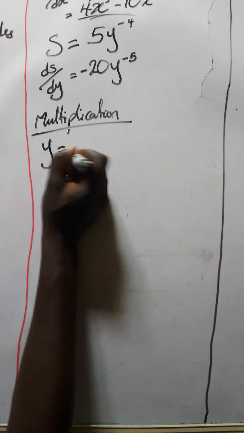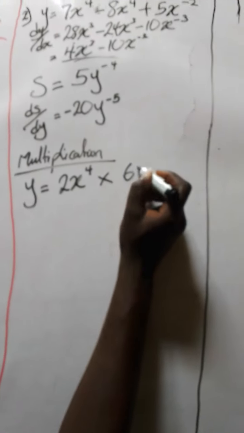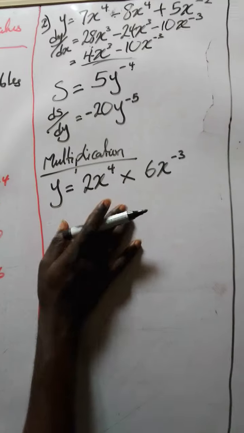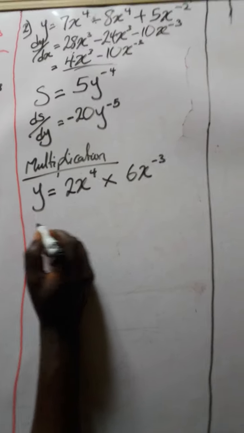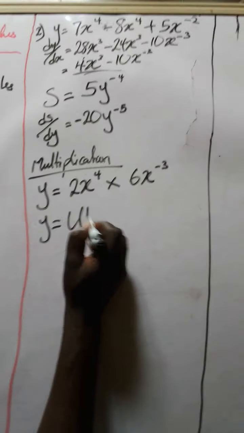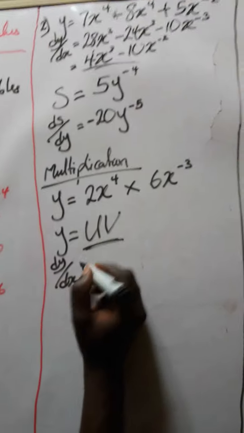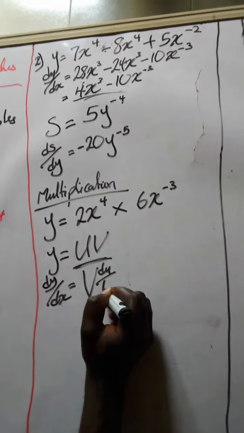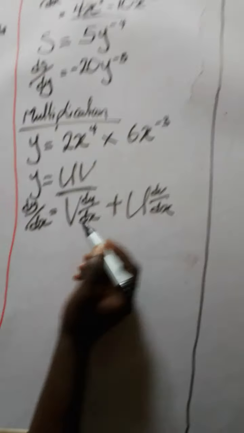Multiplication in differential calculus. Now when we have, for instance, y equals 2x raised to the power 4 multiplied by 6x raised to the power minus 3. In multiplication, we have a standard formula which is generally known when we have y equals uv. This u and v, they are functions of x. So we say dy/dx, when we have a product, will be equal to v du/dx plus u dv/dx.